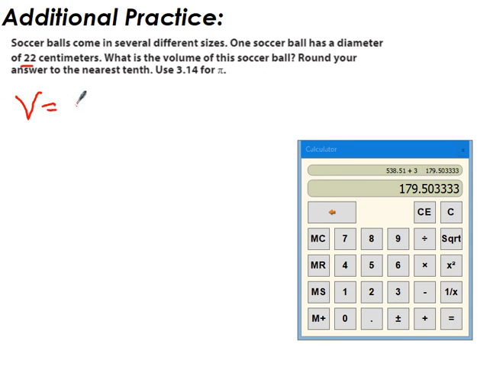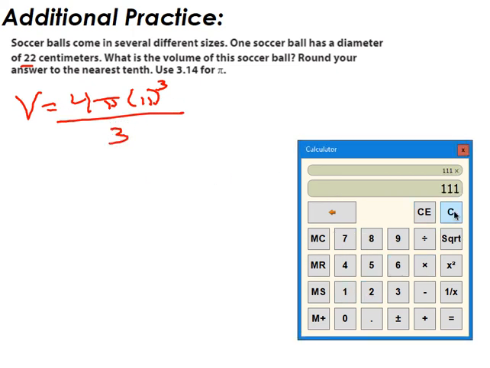All right. So, again, 4 pi times my radius, which is 11 raised to the 3rd power, all divided by 3. So I got to multiply 11 by itself. I know it's 121 times 11, 1,331. So here we go. 4 pi times 1331 times 4.